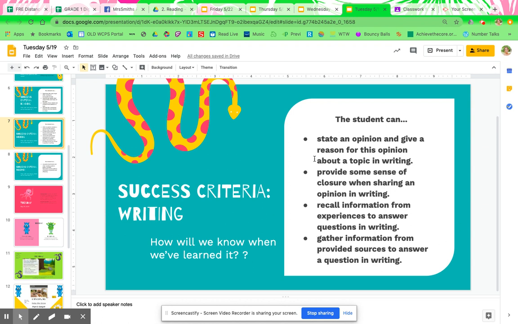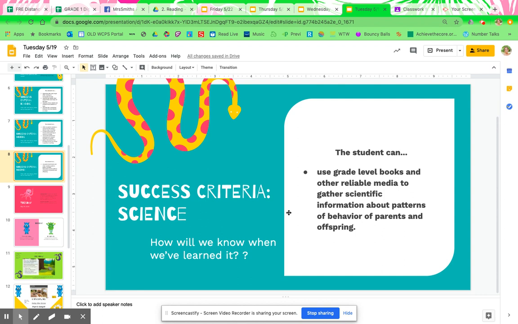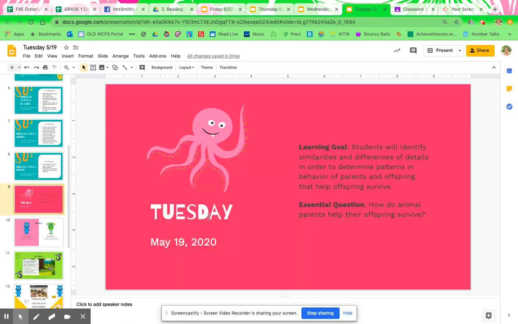All right, those are all actually very important, but those last two are definitely ones we're focusing on these two days, Monday and Tuesday. And your success criteria for science. The student can use grade level books and other reliable media to gather scientific information about patterns of behavior of parents and offspring. All right, same essential question. How do animal parents help their offspring survive?